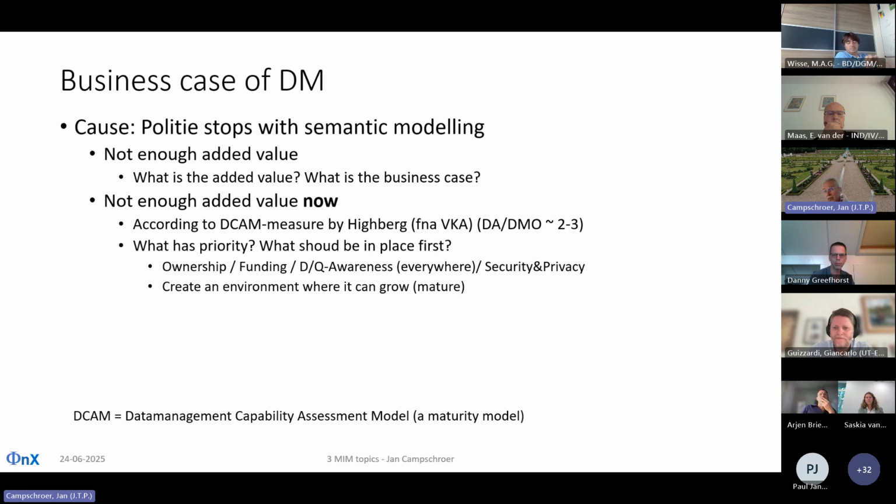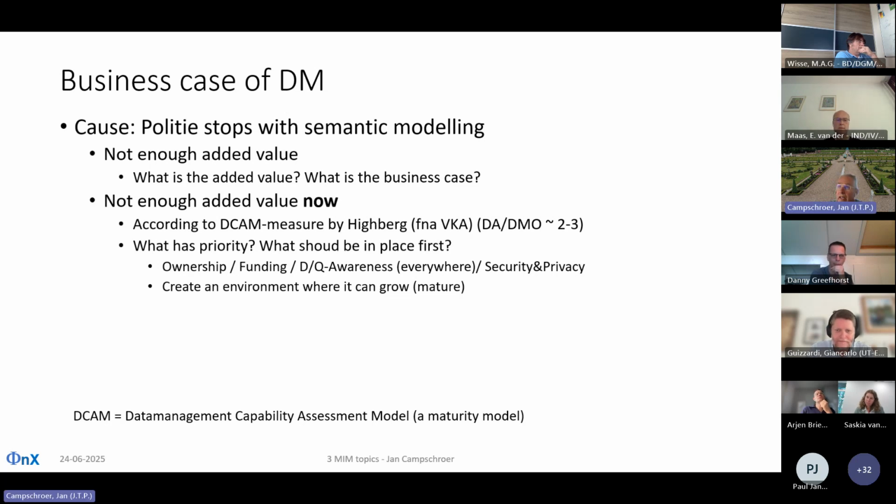En daar zou eerst wat meer aandacht moeten komen voor eigenaarschap, voor de funding van het geheel, dus de betaling en de portefeuilles. Sowieso bewustwording van gegevens en gegevenskwaliteit. En er moet nog meer aandacht komen op security en privacy. En dan is semantisch modelleren misschien niet het eerste waar we nu mee aan de slag moeten. Laten we eerst dat doen.